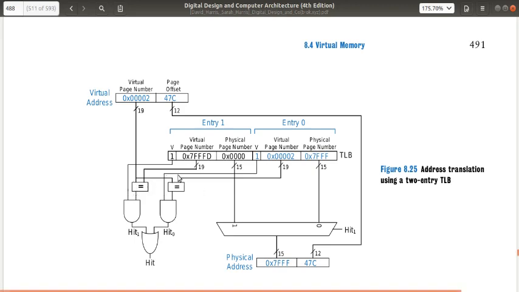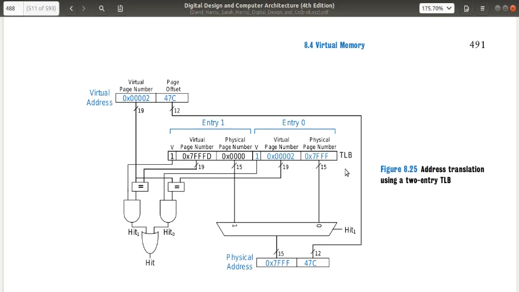There is a hit here, but one more thing is the valid bit should be 1, right? The contents of these 2 should be valid, so this valid bit is also considered. So the comparator's result and the valid bit give the hit. With this we take the physical page number and map it into the physical address, and the page offset is directly taken here, and we have the final physical address, right? So this is a 2-entry translation look-aside buffer.